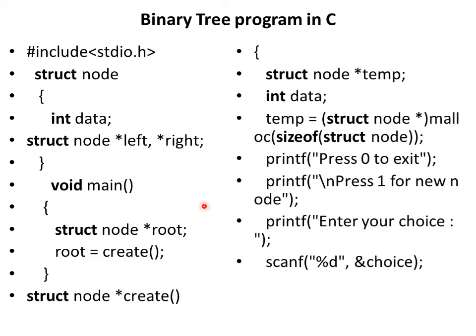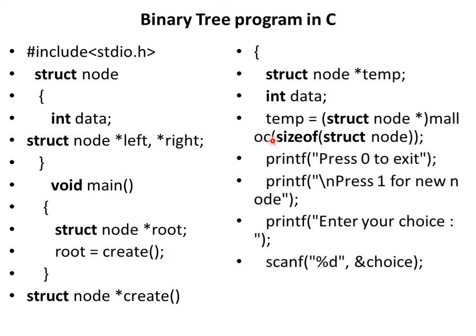Then I am calling a main function and I am declaring the first node as a root node. Therefore, I am naming the node as root, and root equals create function. Here I am calling a function that is create. Now I am using a structure, struct node create. This is a function. In that I am taking struct node temp. Temp is a temporary variable I have used, and int data is the data where I want to actually insert an item into our node.